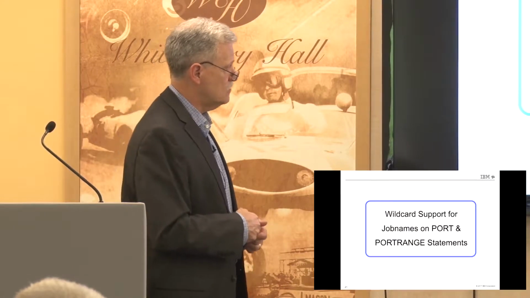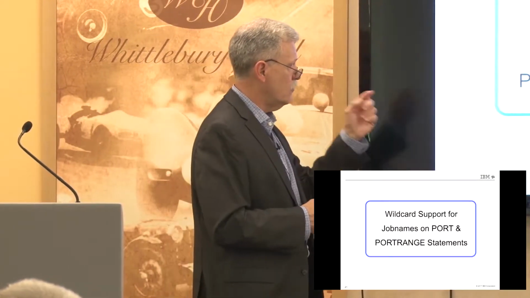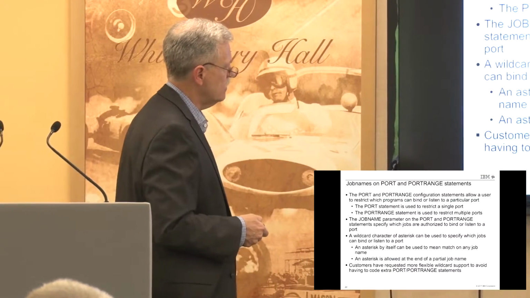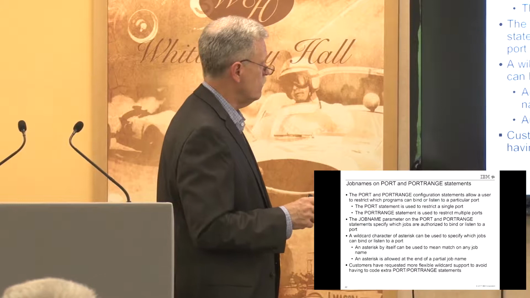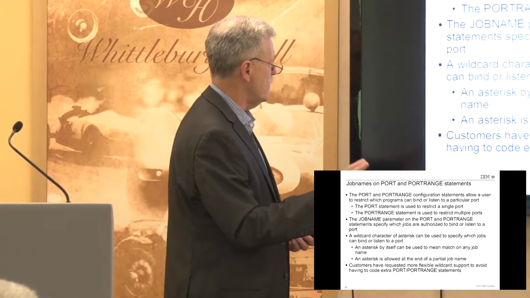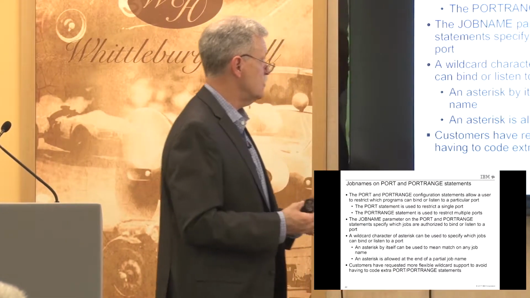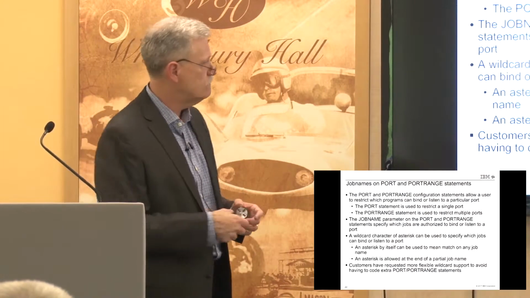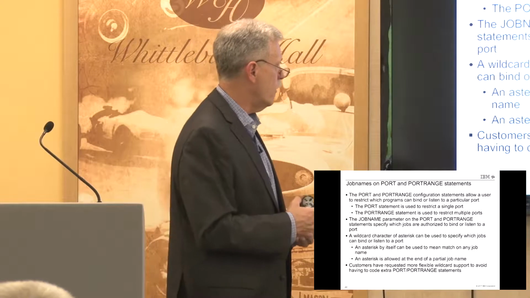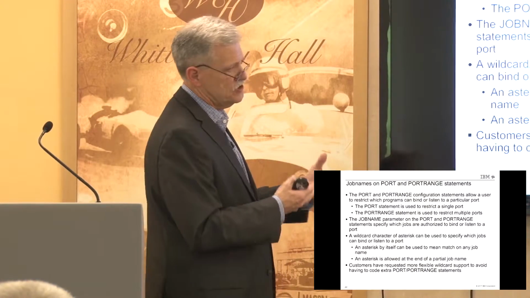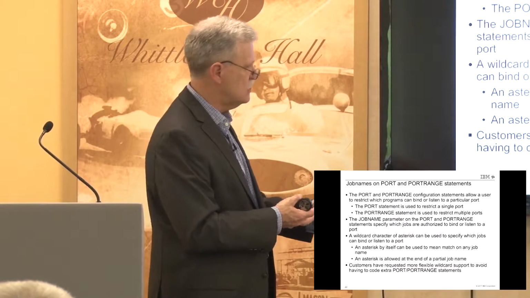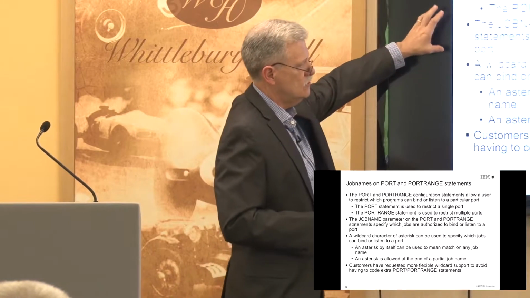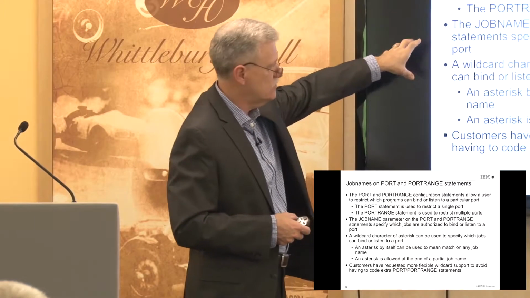Now the next topic is what we added for wildcard support in job names on port and port range statements. And so looking at that now, in 2.3 we also offered port. So today we have port and port range configuration statements that allow a user to restrict which programs can have access to a given port number. And so that's been available for a while. The port statement is used to restrict a single port. This job can only have access to this port and that only. And then you can also define a range of port numbers to provide access to multiple programs.